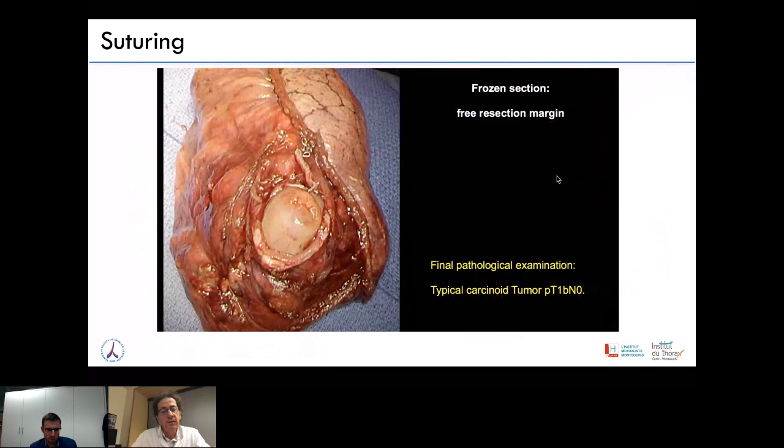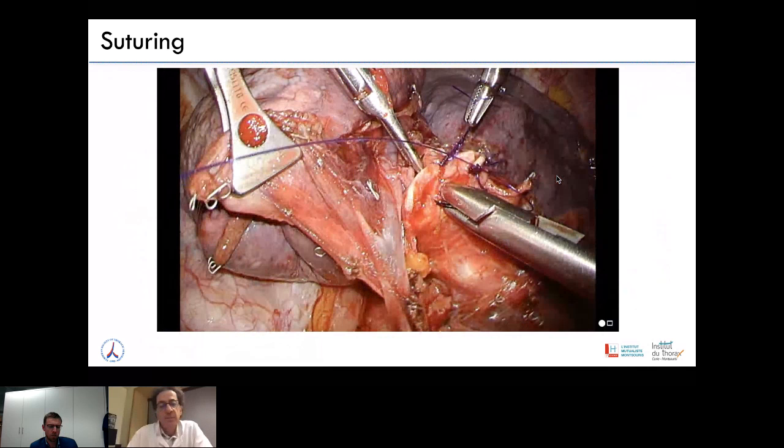And you see on the left side of the picture, this grasping forceps, we usually use extracorporeal knotting. Maybe some of you would prefer a running suture. I think it's up to you. It depends on what you master the best.